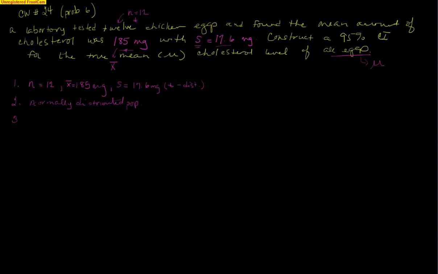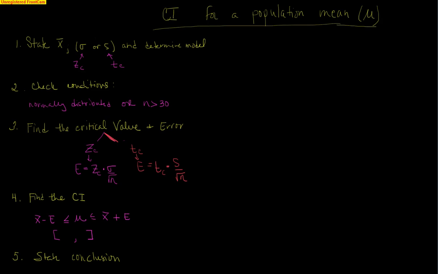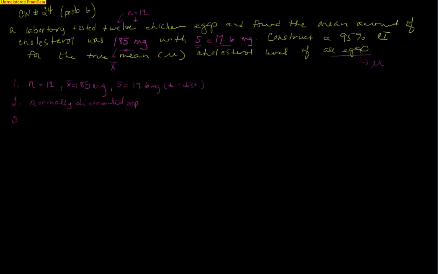All right, step three is to find the critical value and error. Now notice here that we have two very slightly different formulas to find the error: using a z-table versus using a t-table. Notice the difference. One uses the critical value from the z-table, the other uses a critical value from the t-table. Otherwise, it's the same. We are using the sample standard deviation, so we're going to be using this one here. Let's go ahead and do that.